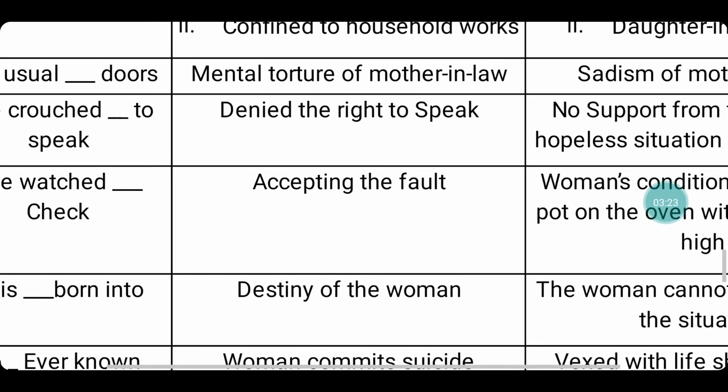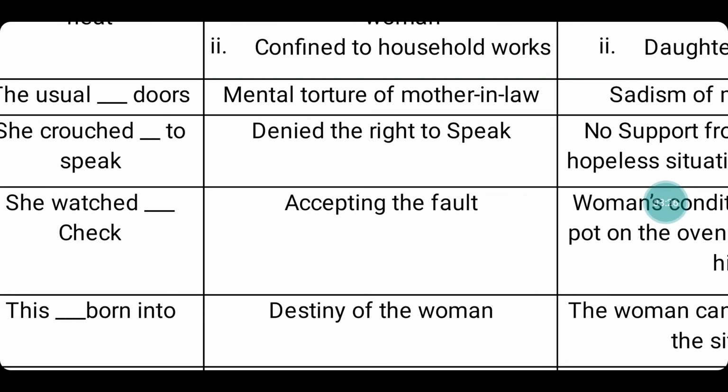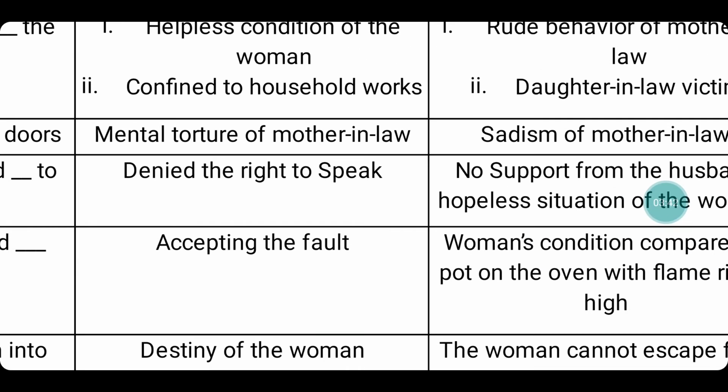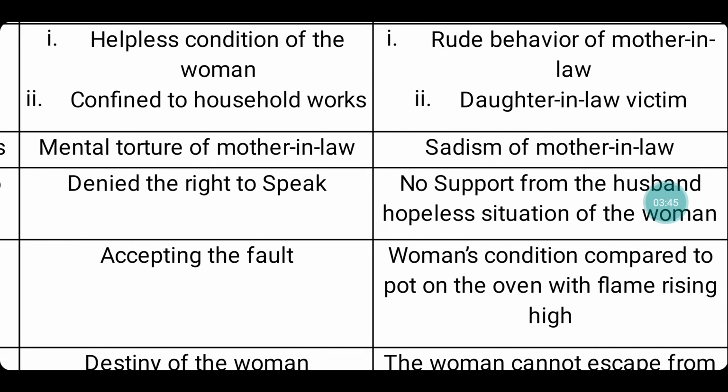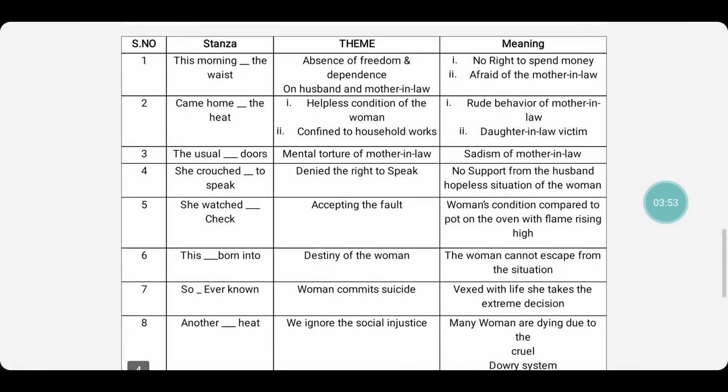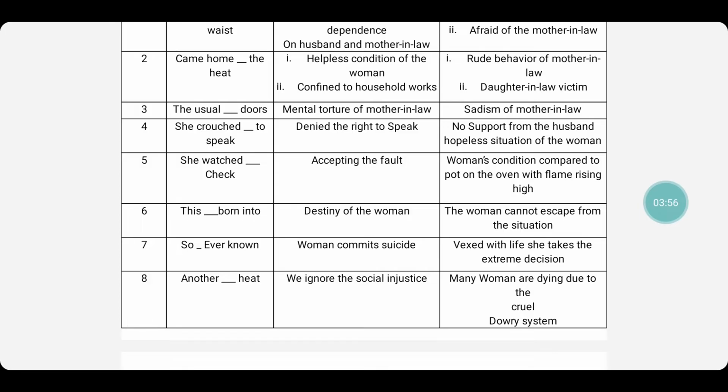And to the third stanza, "The usual to the dose", that is, the usual words came and beat their wings. The mother-in-law cursed her as well as her parents. So this is a mental torture of the mother-in-law. Children, look at the spelling of torture, T-O-R-T-U-R-E. Kindly take note of it and do not get confused. Then the meaning is the sadism of the mother-in-law, wherein she not only scolds the daughter-in-law but also curses the daughter-in-law's parents.